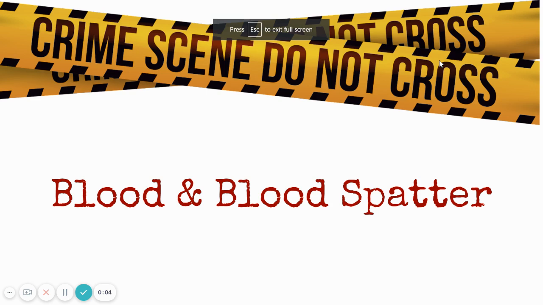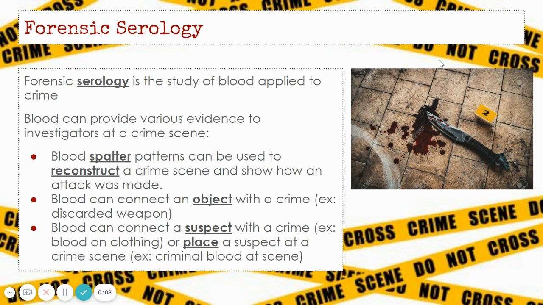All right, these are your unit notes for blood and blood spatter. Forensic serology is the study of blood applied to crime. There are many different branches of forensics, so for this unit we're looking at forensic serology. Blood can provide various evidence to investigators at a crime scene.